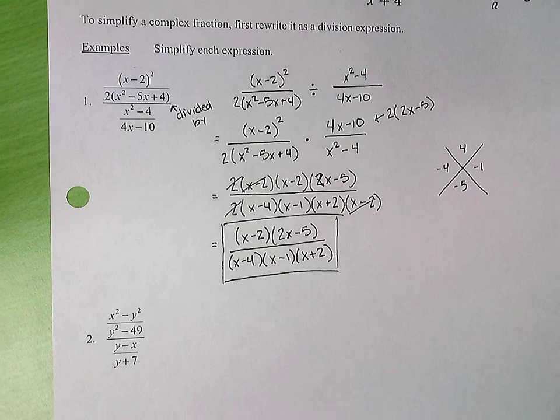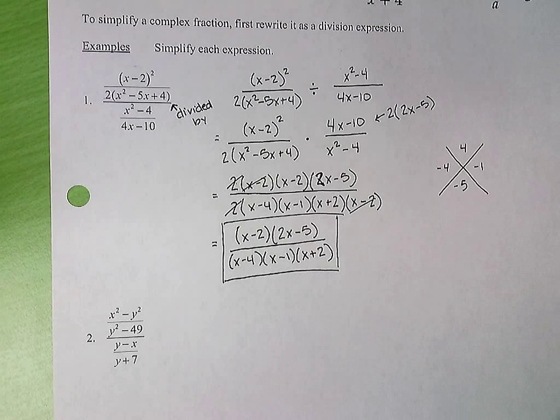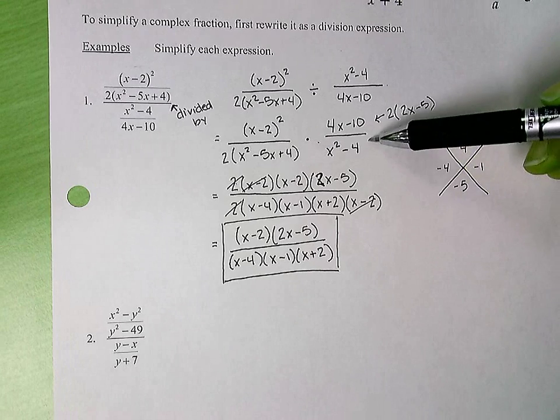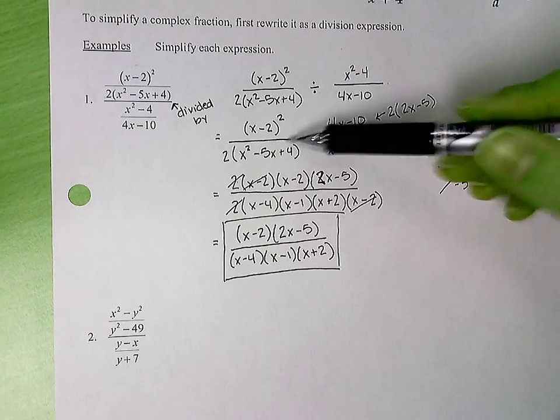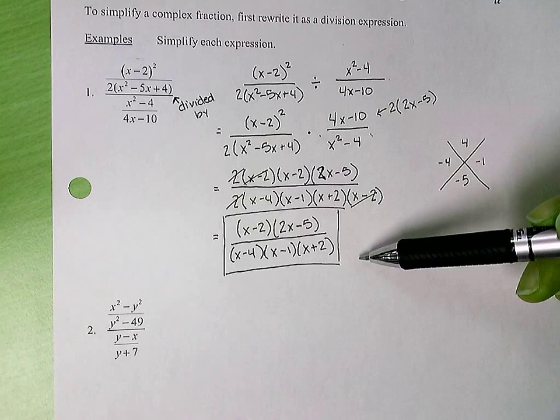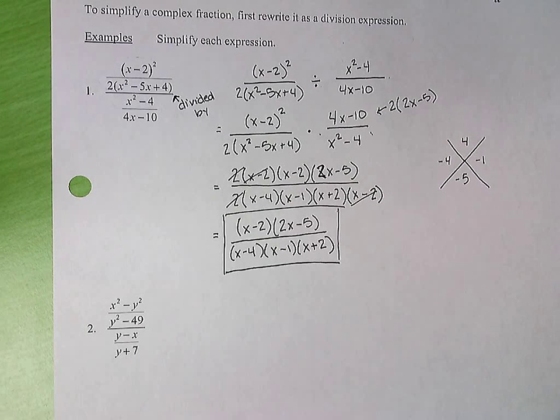Questions on the first example? Okay, so again, your first step is to change that fraction bar into the division symbol. Once you do that, you can change that to multiplication of the reciprocal. Then you can start to factor each thing out and then cancel out common terms to get your simplified answer.